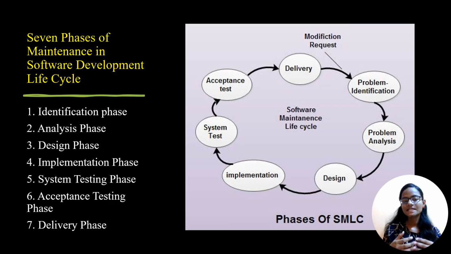Now we will see the seven phases in the software maintenance life cycle. The first phase is the identification phase, next the analysis phase, design phase, implementation phase, system testing phase, acceptance testing phase, and the last phase is the delivery phase.